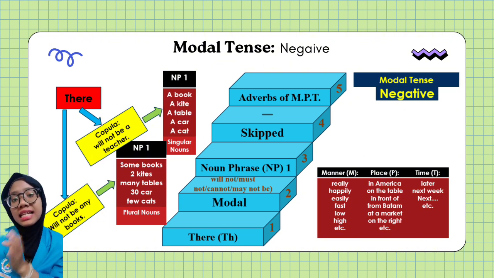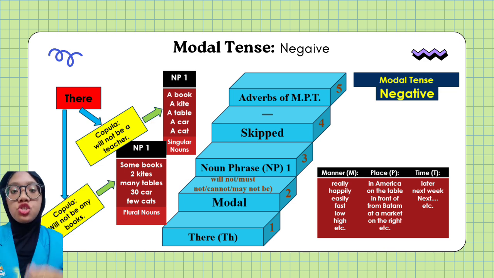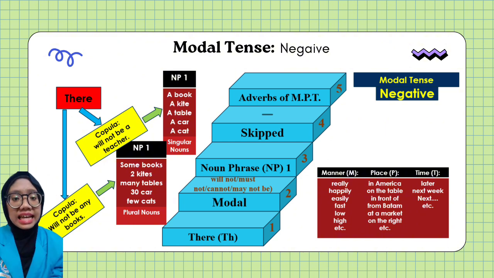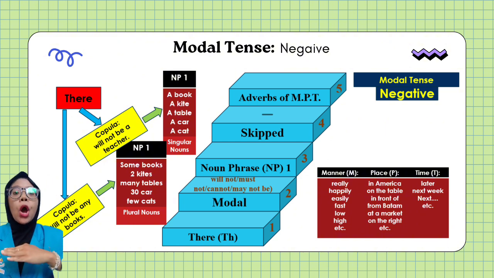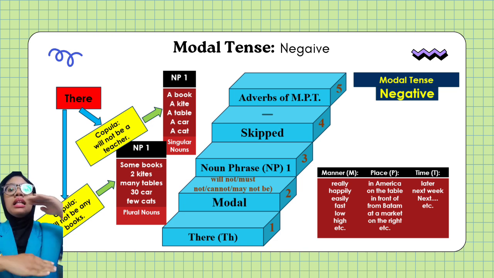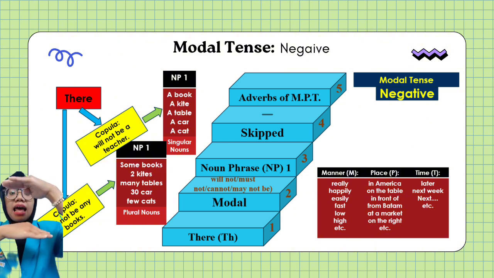Okay then, from that sentence, we change it to modal tense in the negative sentence. In this negative sentence, you only need to add not after the modal such as will not, must not, cannot, may not. So the arrangement will be like this. There, modals such as will not, must not, cannot, and may not, noun plus one, predicate adjective is always skipped, and adverb of manner, place, and time.